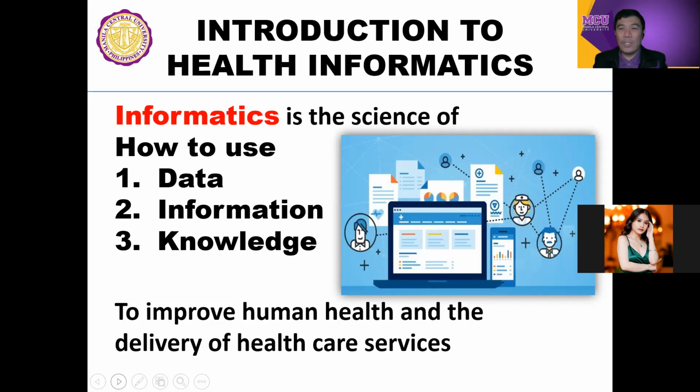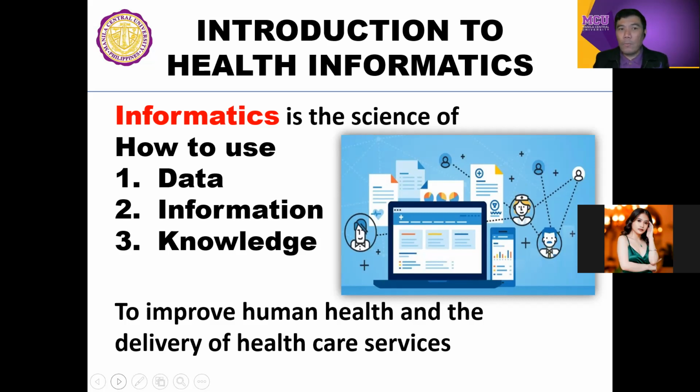How will it become knowledge? From the information that has been stored in the laptop, it will now identify if the person, with the information provided and processed, will be cleared for vaccination. So that is what we call knowledge. That is where informatics comes in.